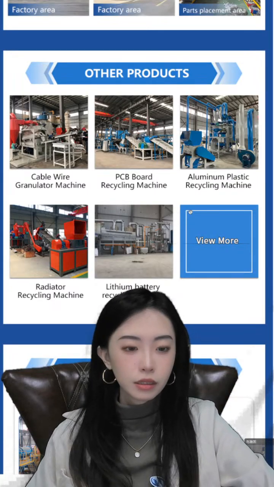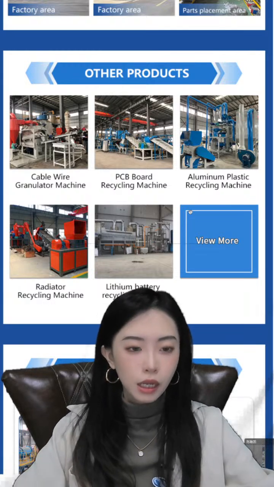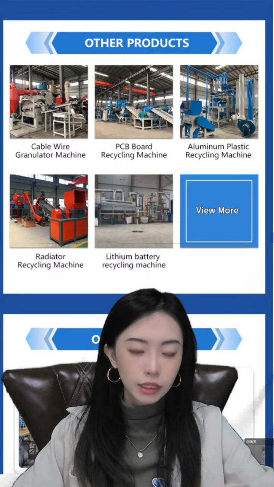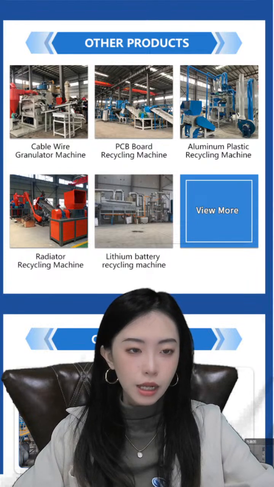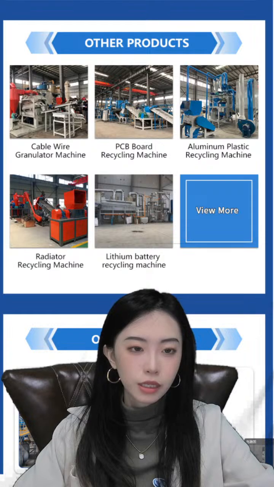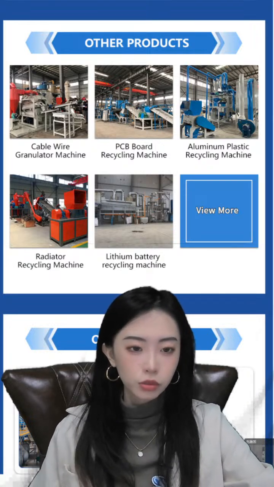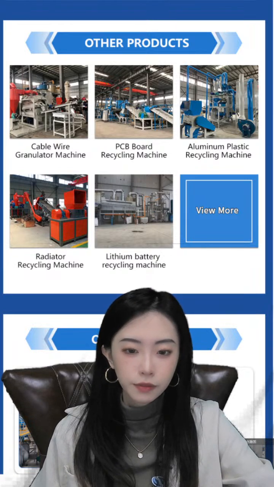And here are other products we have. Not only this kind of carbonisation furnace, we can also deal with e-waste, like copper wire and PCB board, aluminium, plastic, radiator, recycling machine, lithium battery. We also have equipment to deal with solar panels. Any questions you have, you can just leave.